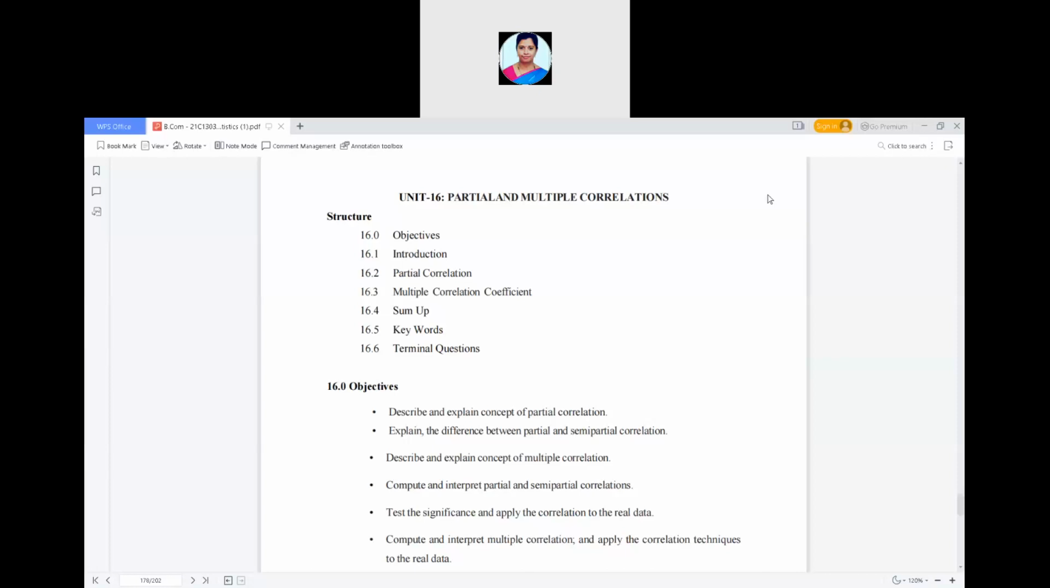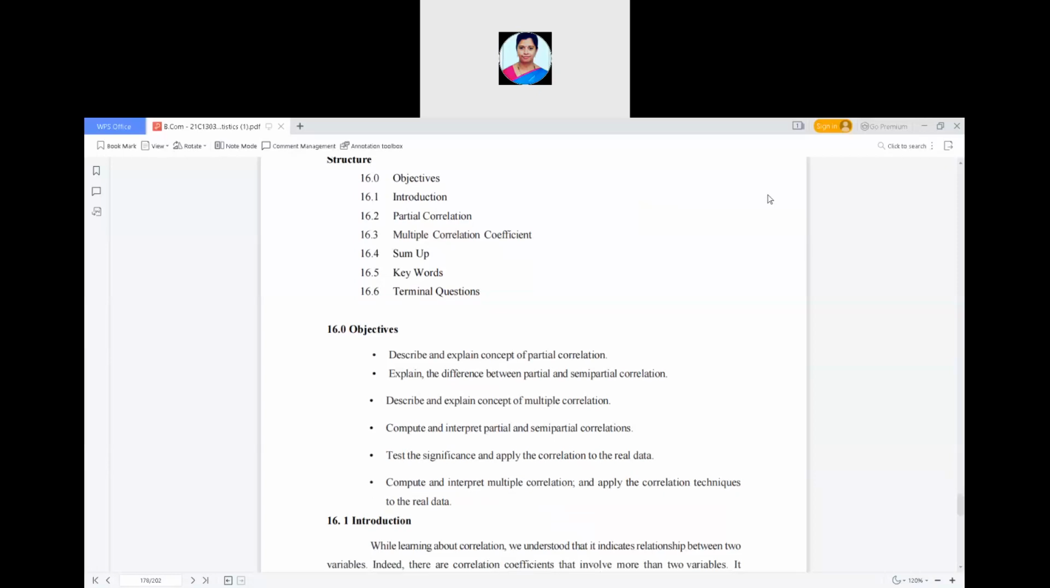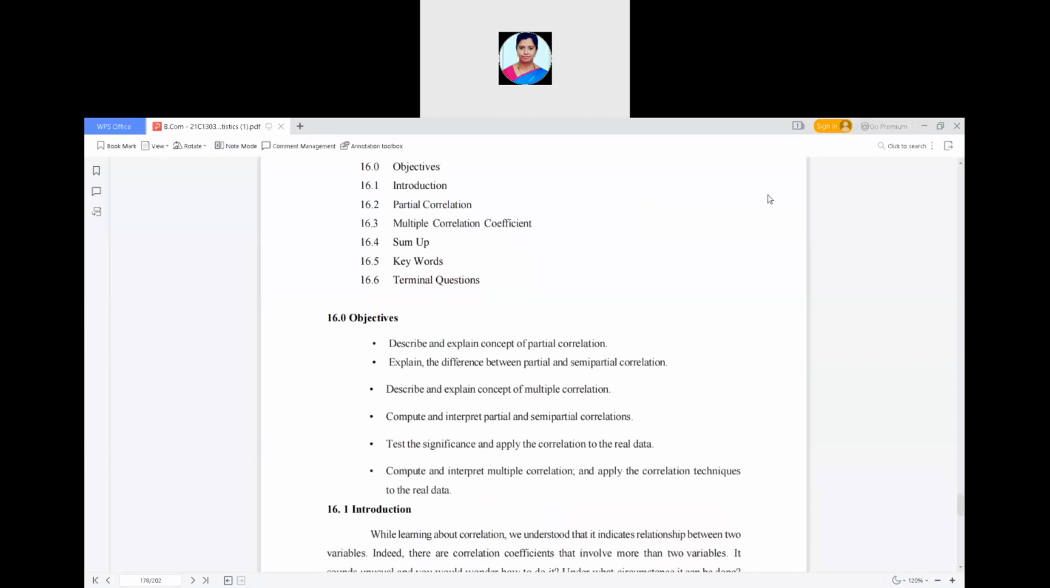So the objective of this unit: we are going to describe and explain the concept of partial correlation, and explain the difference between partial and semi-partial correlation. Similarly, we are going to describe and explain the concept of multiple correlation, and we are going to compute and interpret partial and semi-partial correlation and the test of significance, and apply the correlation to real-time data. Then we will compute and interpret partial multiple correlation and apply the correlation technique to real data. So these are the objectives of this unit.